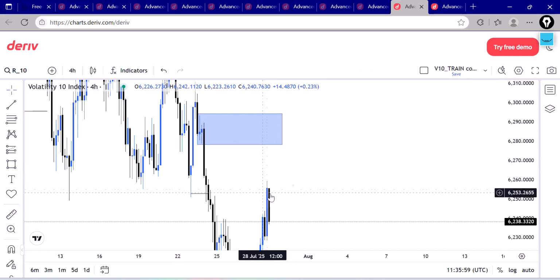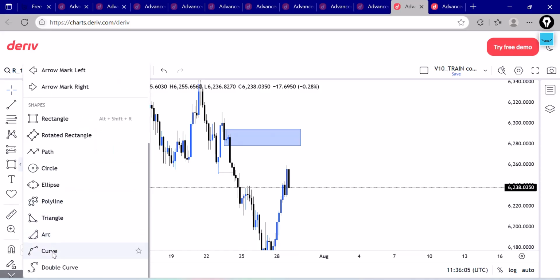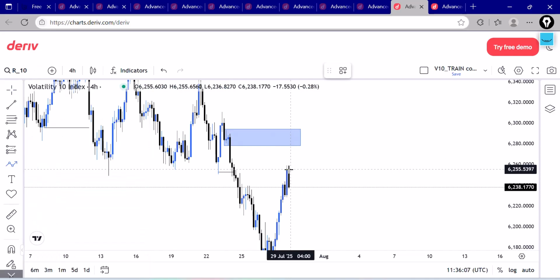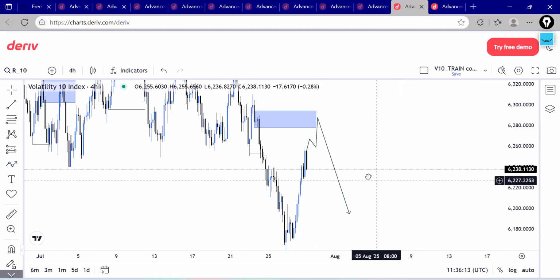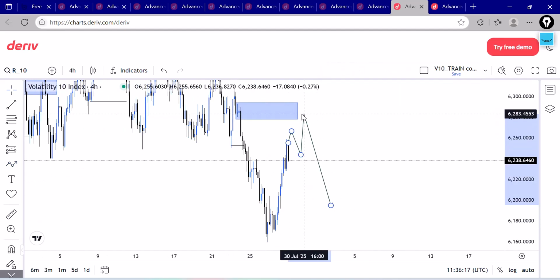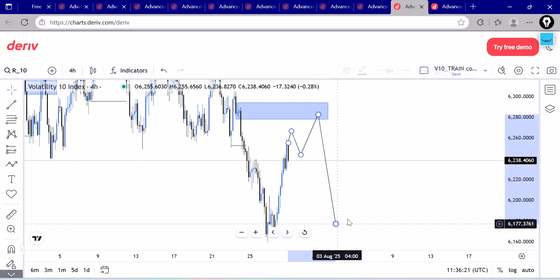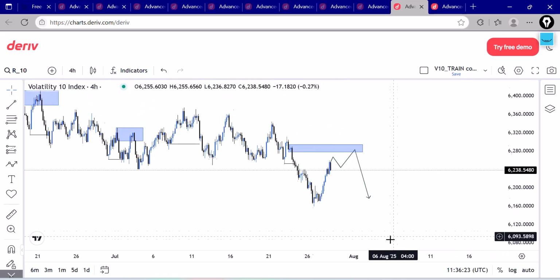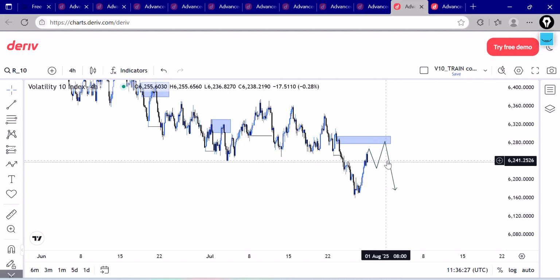Okay, so we're expecting price to come back to this zone, something like this, and go downwards. So this is what we are looking at for here. Looking at seeing something like this.